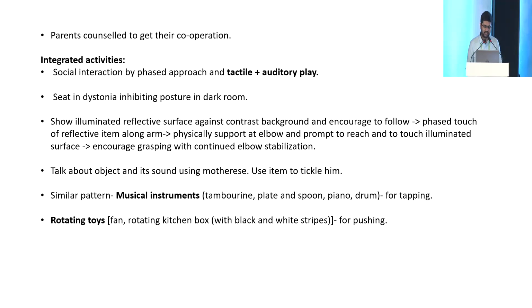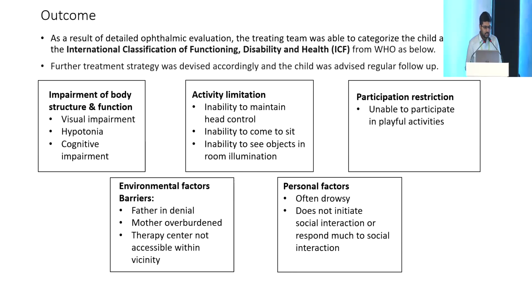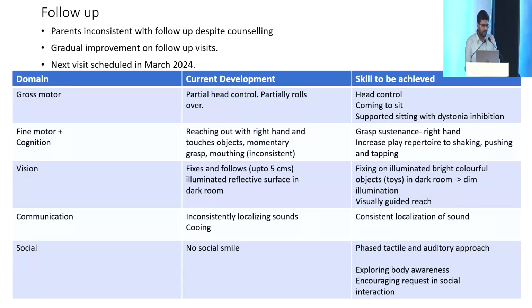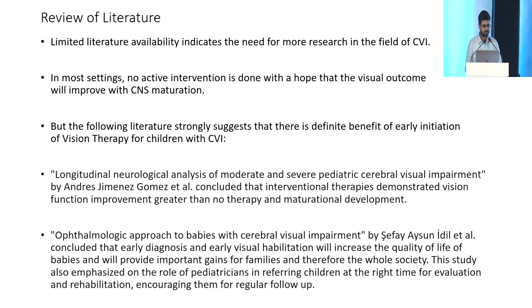Speech therapy was carried out, and physiotherapy was started, as the child was also not able to sit. Then the child was further evaluated and classified according to the International Classification of Functioning, Disability and Health from WHO, and various strengths and weaknesses were noted, and the weaknesses were worked upon. On follow-up, parents were still inconsistent, and gradual improvement was there on follow-up visits, but still the child needs a lot of improvement in his skills.